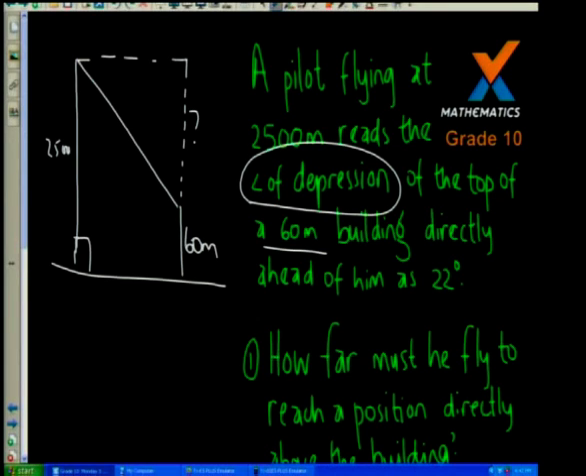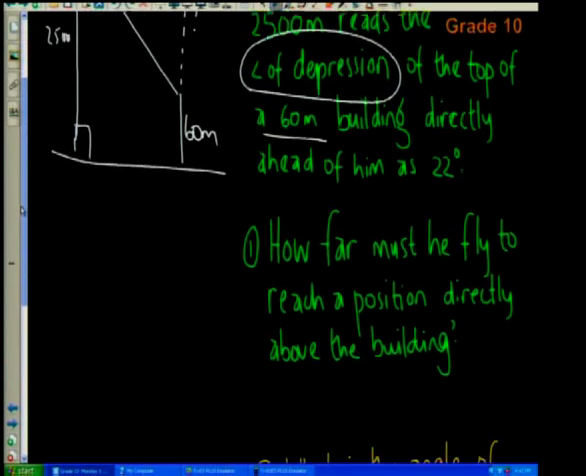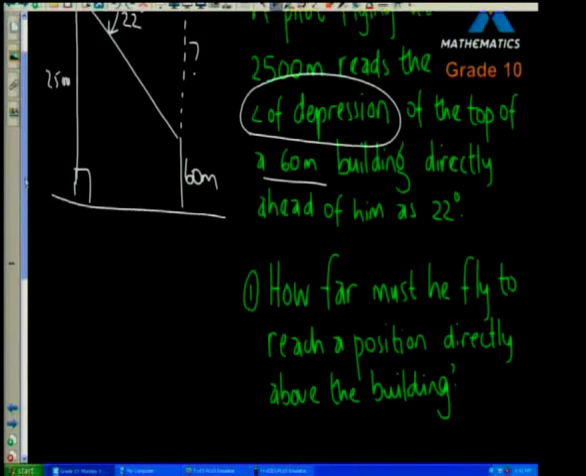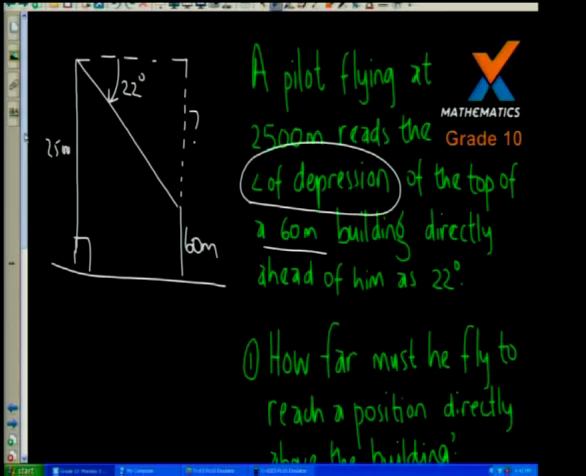Right, so we read again to make sure we've got all the information. A pilot flying at 2,500 reads the angle of depression of the top of a 60-meter building directly ahead of him as 22. So from the horizon, he's reading that as 22 degrees. Okay. And further than that, there's not much we can draw there. It just says, how far must he fly to reach a position directly above the building? So what is it actually saying? How far must the pilot go so that he reaches that position? And let's call that position B. Okay, so we're really looking, how far is AB if we've got all this information?